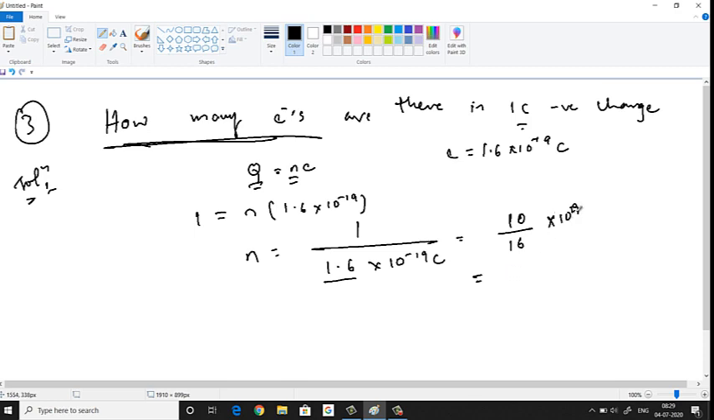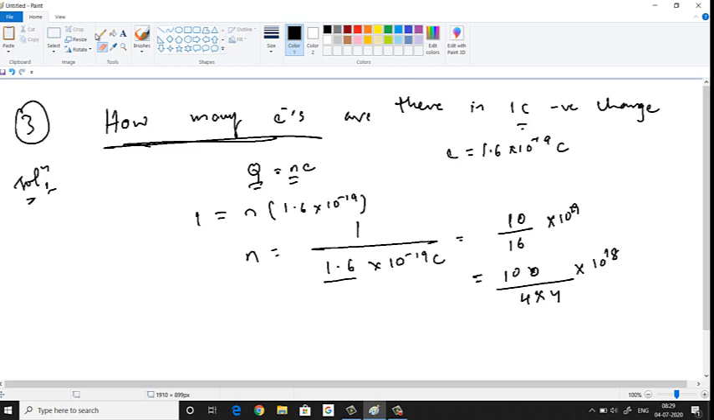So one more 10 I am adding here. So 10 into 10 into 10 power 18. So the 10 power plus 19 divided by this, I can write the 16 like this, 4 into 4. So this became what? 10 into 10 is 100, divided by 4 into 4.